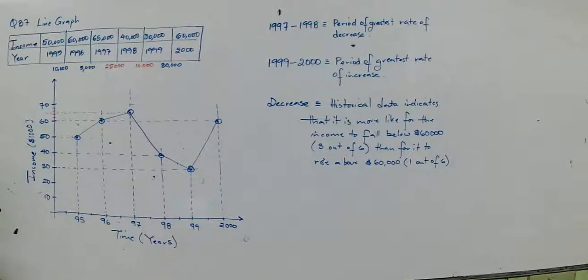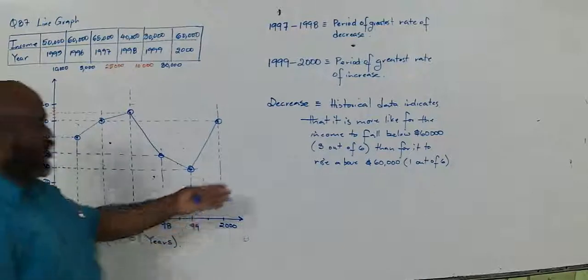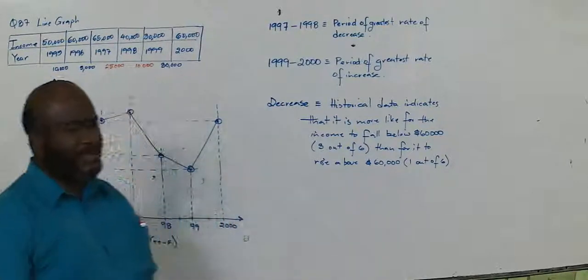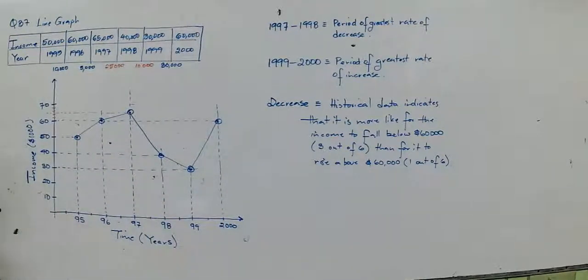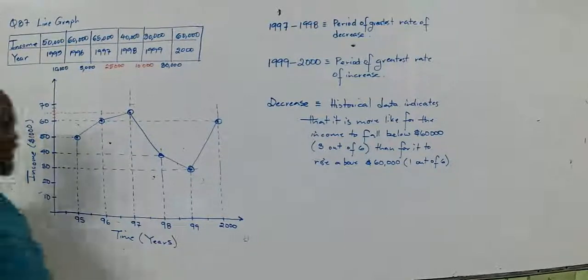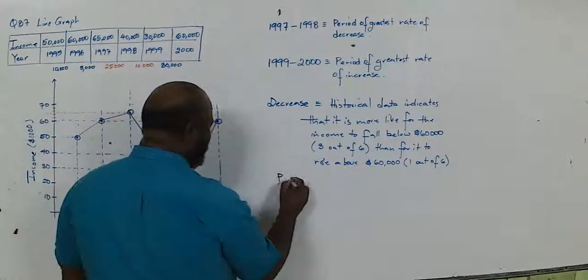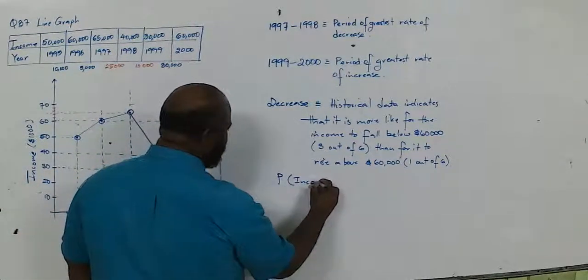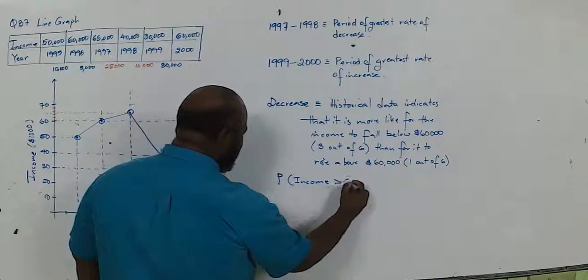I wouldn't go probability. Tell you why. The next question is asking for probability. This 3 out of 6 and 1 out of 6 is probability. Last question. What does the last question say? Determine the probability that in a year chosen at random, the income from sales will be greater than 60,000. Well, we actually did it already.